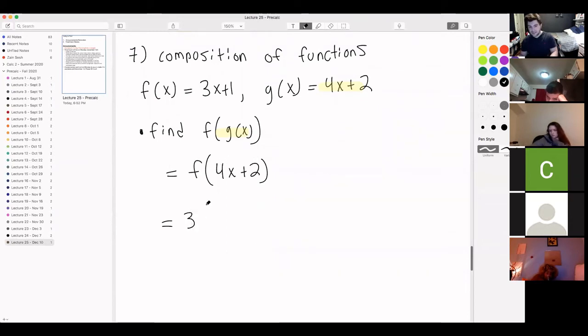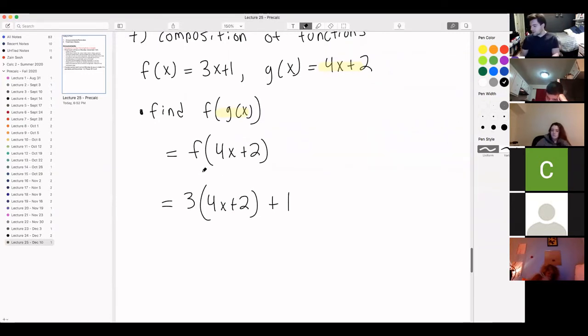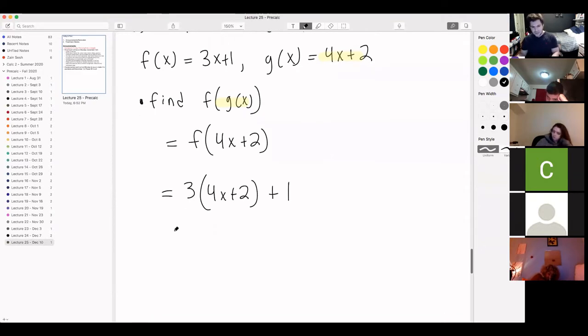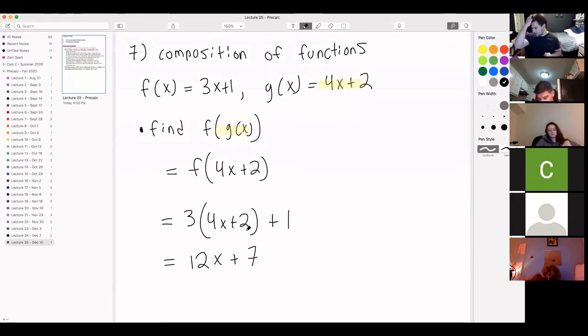So it's 3x plus 1, so 3 times 4x plus 2, plus 1. Okay? So please be careful when you do these questions, all right? And then you just simplify this if you'd like. You will get that this is 12x plus 7. Okay? So please let me know if you have any questions about this. This is very fundamental, very important if you move on to Calculus 1. Okay?